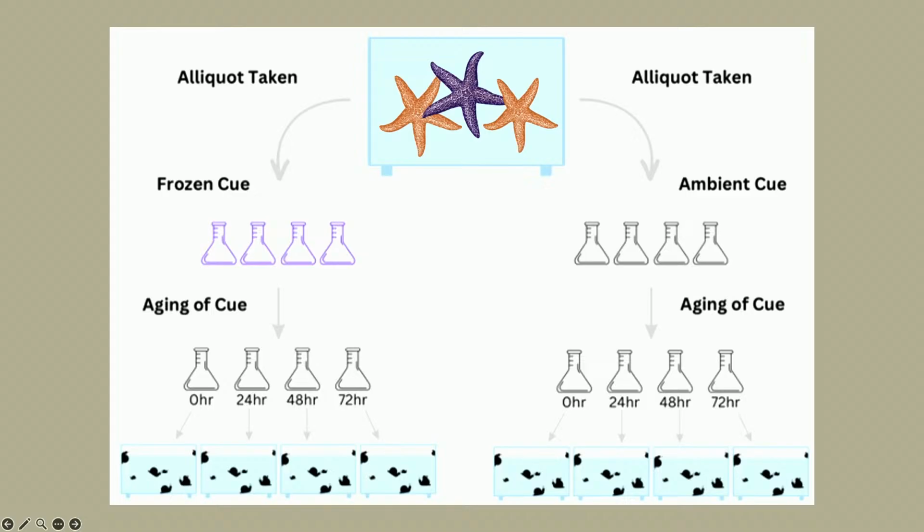So in the first experiment that he did, he made some of our Pisaster tea, and then he froze half of the batches and left the other at ambient temperatures. And he aged both of them. So he had cue that was frozen for 72 hours, and then he had cue that sat out for 72 hours under ambient seawater conditions. And then he used this now iconic crawl-out response of the Tegula as a proxy for the effectiveness of the cue.